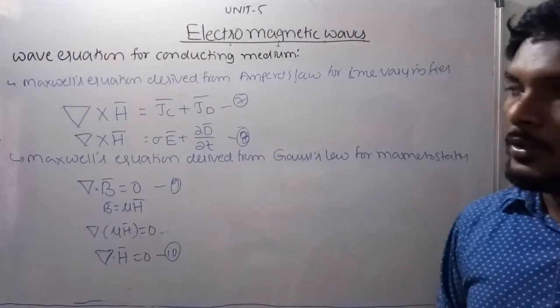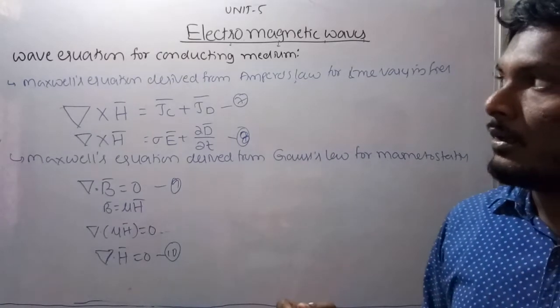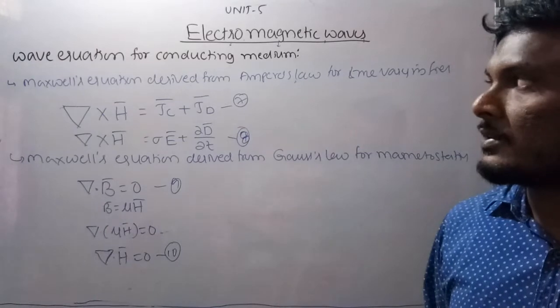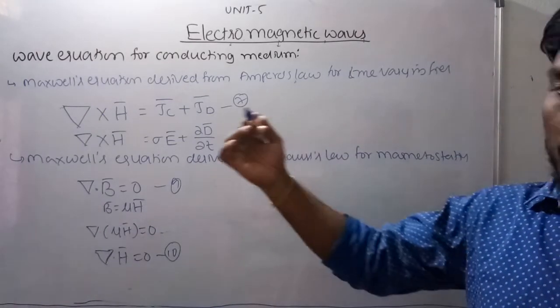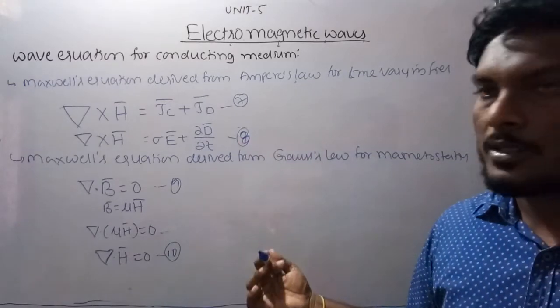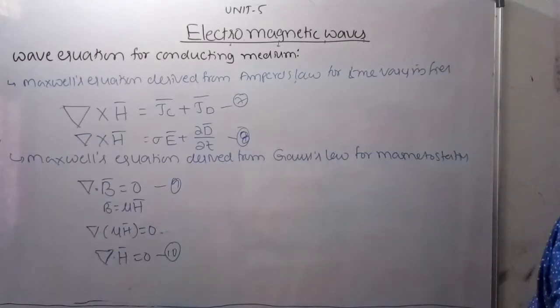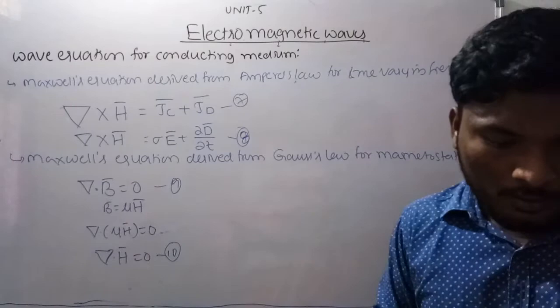I already told you that to derive the wave equation, I will use the help of the four Maxwell's equations. One is from Faraday's law, one is from Gauss law for electrostatics, the third is from Ampere's circuital law for time varying fields, and the last one is from Gauss law for magnetostatics.